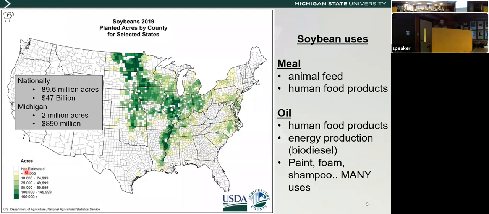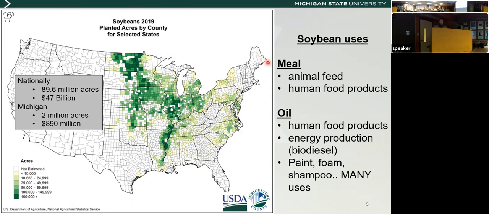So we produce a lot of soybeans nationally. We have around 90 million acres planted, and this brings in around $47 billion to the country each year. In Michigan specifically, we only make up about 2 million of those acres for around an $890 million value. Soybeans in general have many uses.